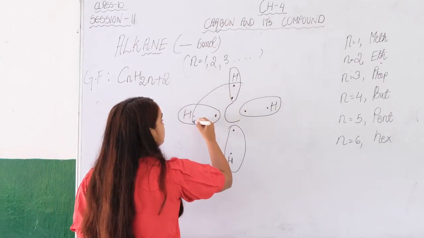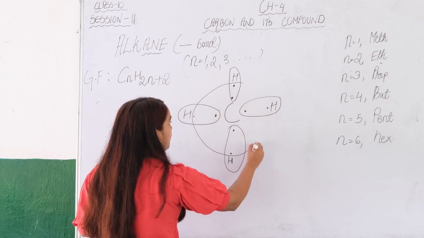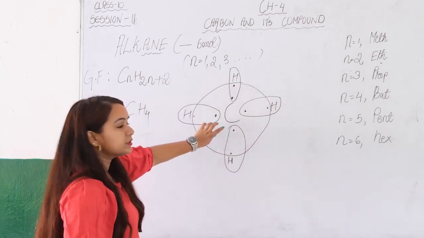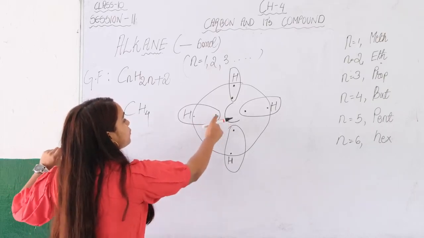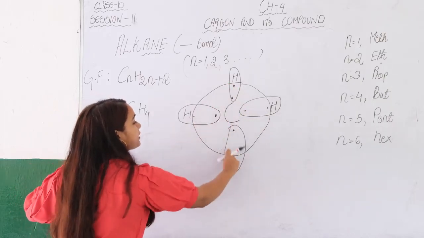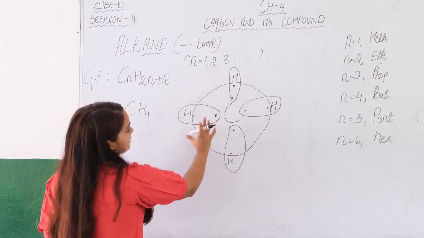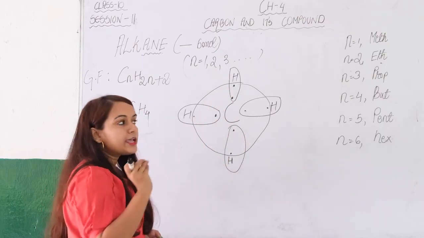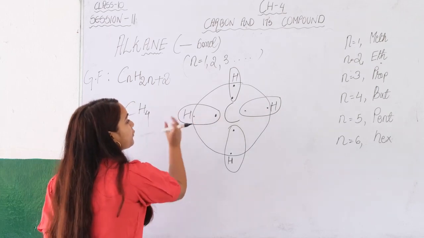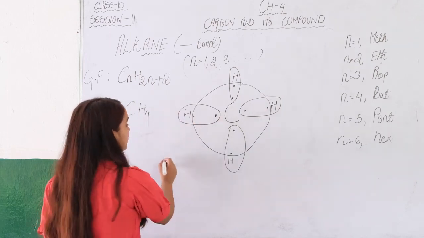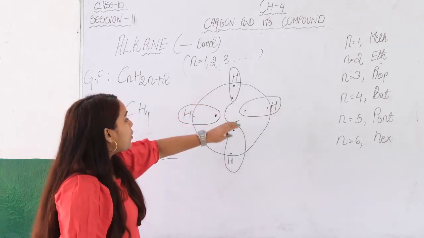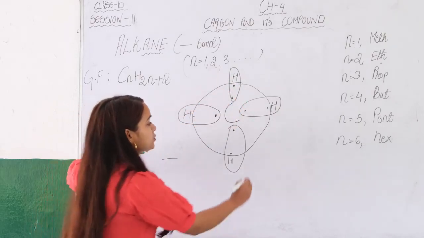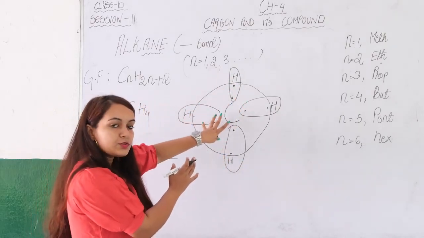Upon sharing of electrons, now when we count the number of electrons for carbon: 1, 2, 3, 4, 5, 6, 7, 8. So carbon has attained stability as well as hydrogen has attained stability. And as we discussed, 1 pair of electrons, that means 2 electrons, will give a single bond. Now in all these cases, you see that there is only 1 pair of electrons. So this is a Lewis dot structure.